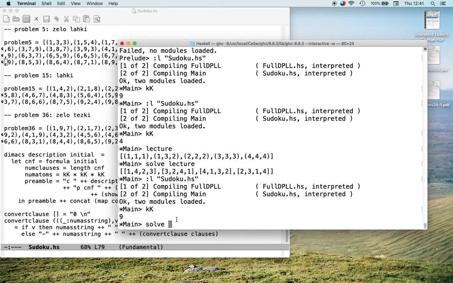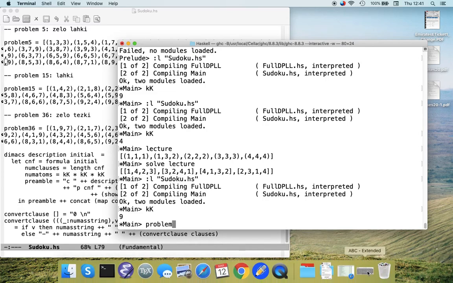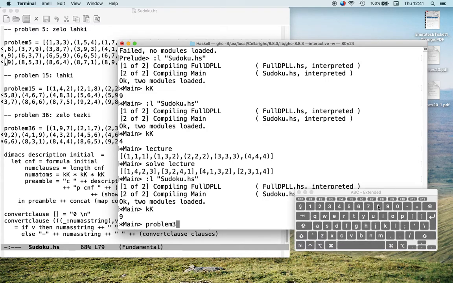So it's problem 36. Let's just check that. Let's look at problem 36. So if you want to, you can draw a 9 by 9 grid yourself, go through these values, put them into the grid and try to solve this Sudoku problem if you feel like it.